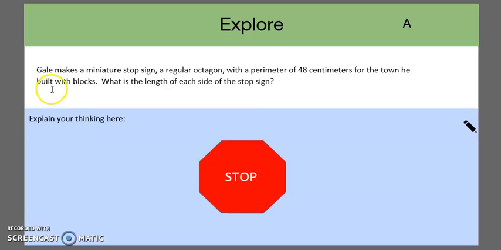Okay, Gale makes a miniature stop sign, a regular octagon, with a perimeter of 48 centimeters, for a town he built with blocks. What is the length of each side of the stop sign? Pause the video, think about how you would work through this problem, and we will compare your answers on the next slide.